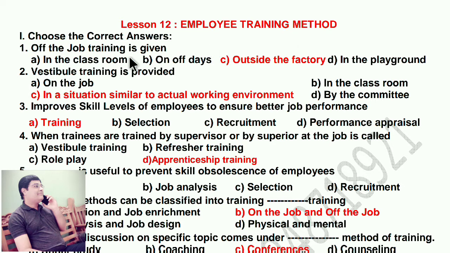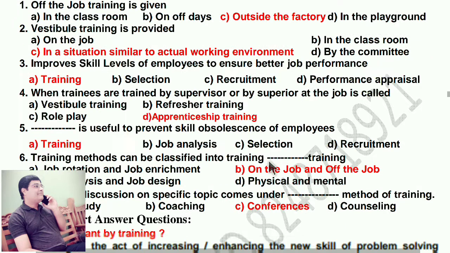Choose the correct answers. First question, off-the-job training is given outside the factory. Vestibule training is provided in a situation similar to actual working environment. Improve skill levels of employees to ensure better job performance in training. When trainees are trained by the supervisors or by the superior at their job, it is called apprenticeship training. Next question.